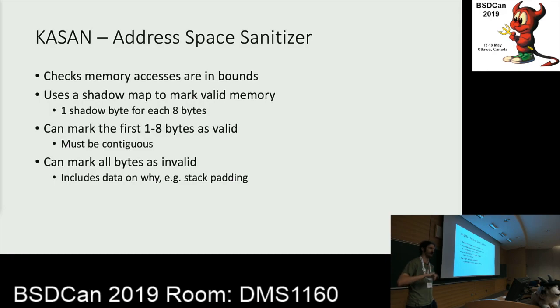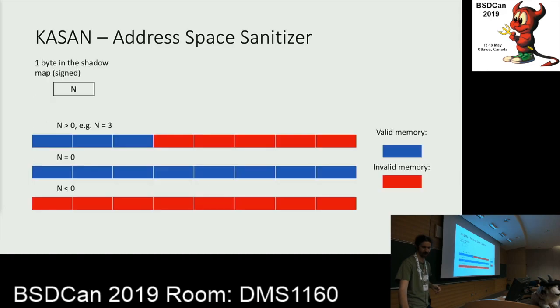And then we can mark whether the memory is invalid, or whether 1 to 8 bytes are valid. But the condition is that the valid bytes have to start from the first byte of the 8-byte block, and it has to be on an 8-byte boundary. So it can say no memory, or any amount of contiguous memory. So I've got a picture to explain this.